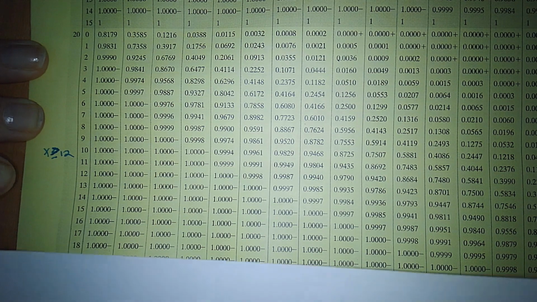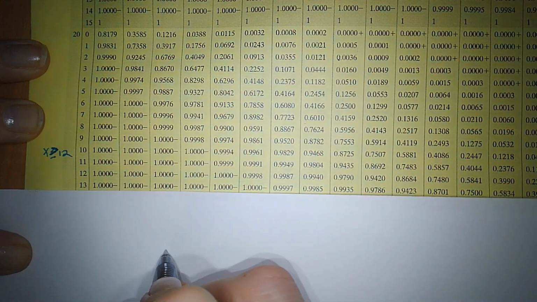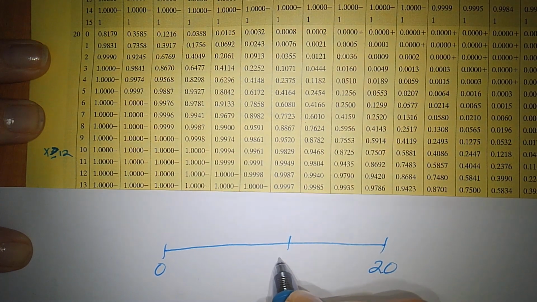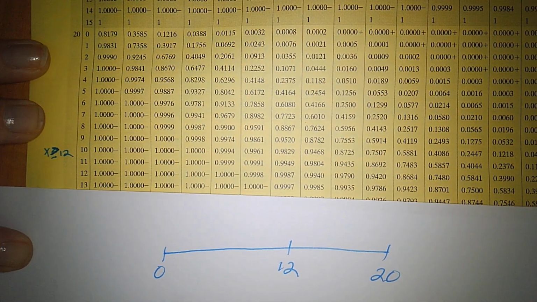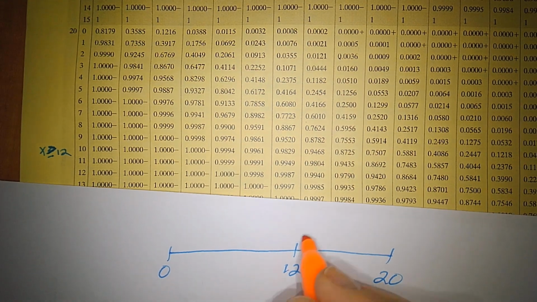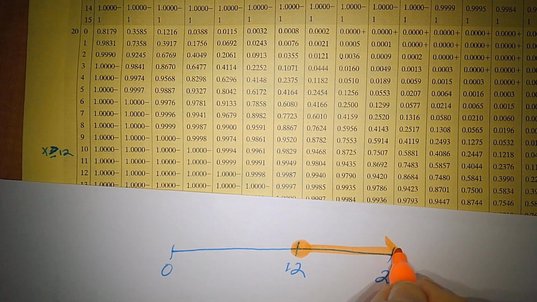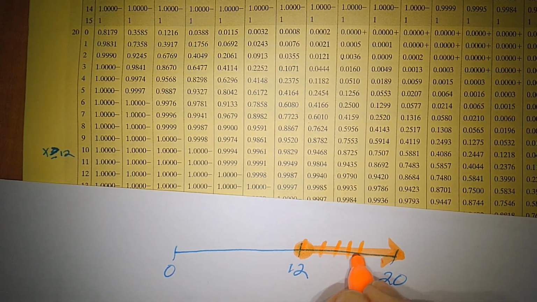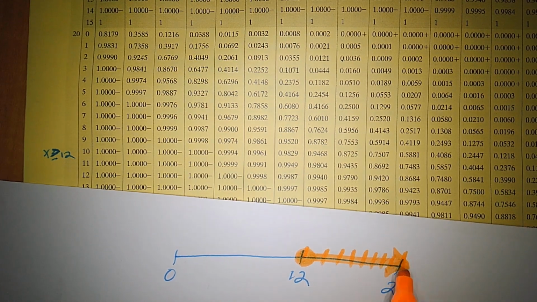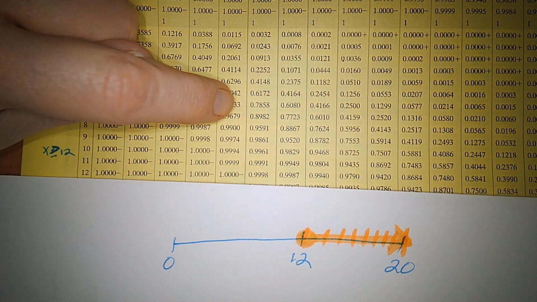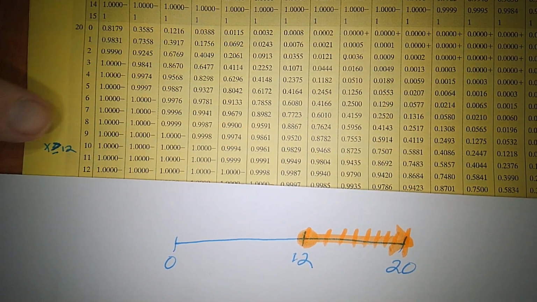So let's look at a number line just for a second. Here's 0, here's 20, and here's 12. I want to find the probability that x is at least 12. So that means 12 or anything more than 12 all the way up to 20. So it would include everything from 12, 13, 14, 15, all the way up to 20. And I would include all those values in my probability. However, Table 4 will only give us probabilities less than or to the left of a number.